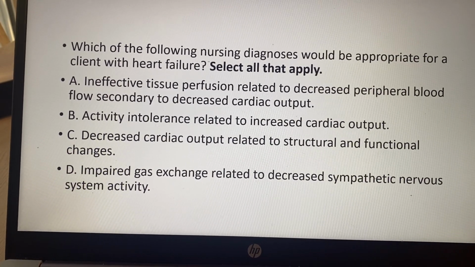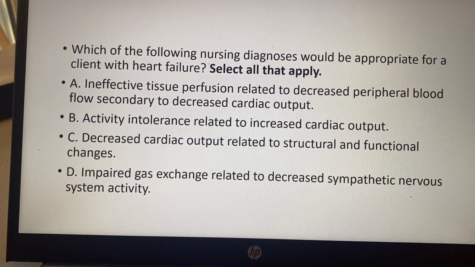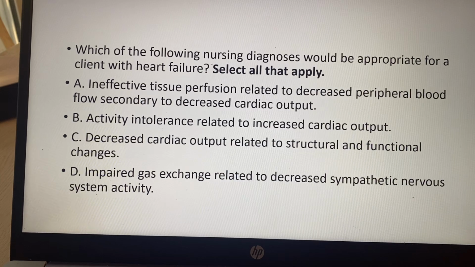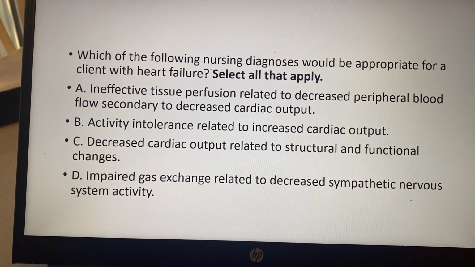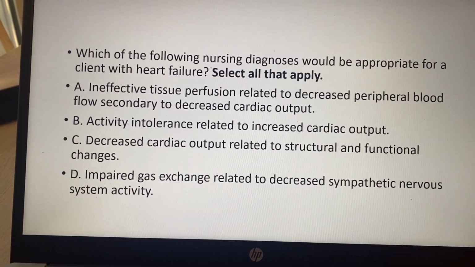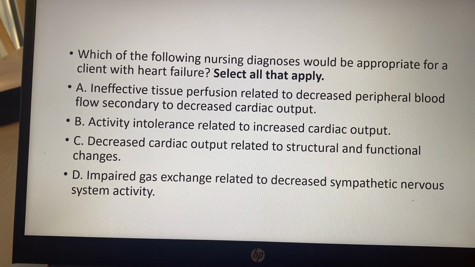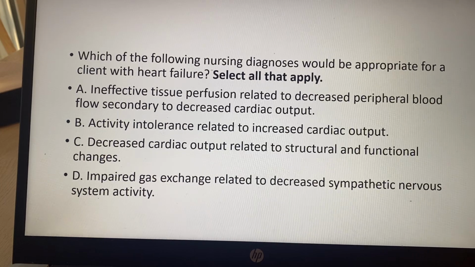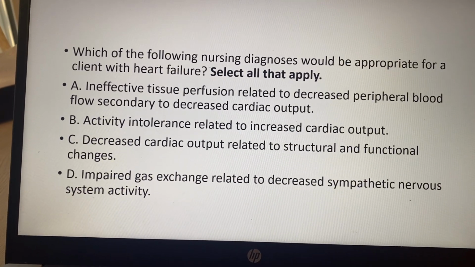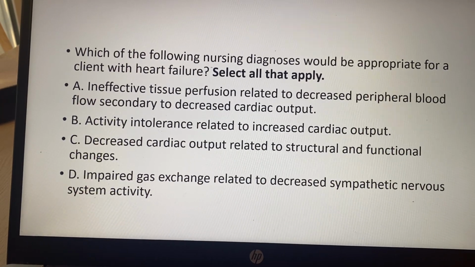C, decreased cardiac output related to structural and functional changes. Well, yes, we already said they have decreased cardiac output because of the pump not being effective. Is it related to structural and functional changes? Over time, yes. The heart, like any muscle, as it is trying its best to pump blood throughout the body, it stretches out and it changes. Therefore, its function changes. So C is correct.